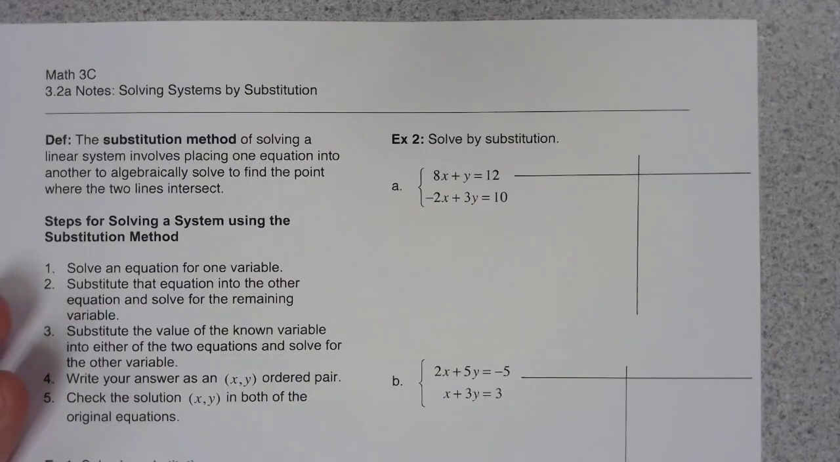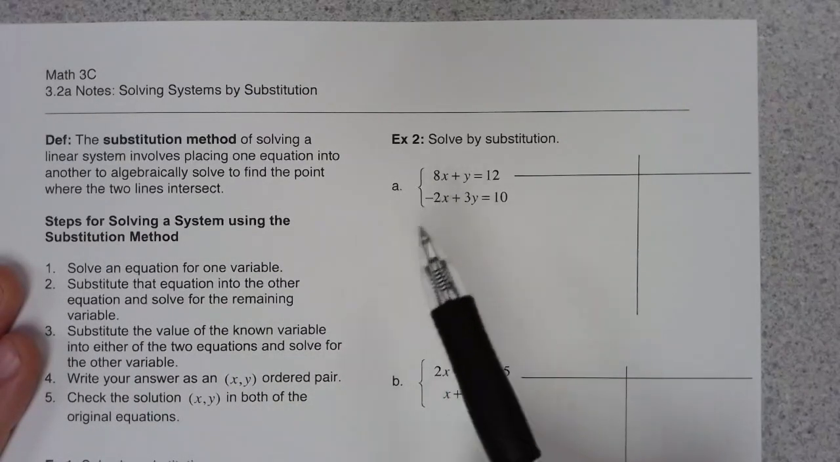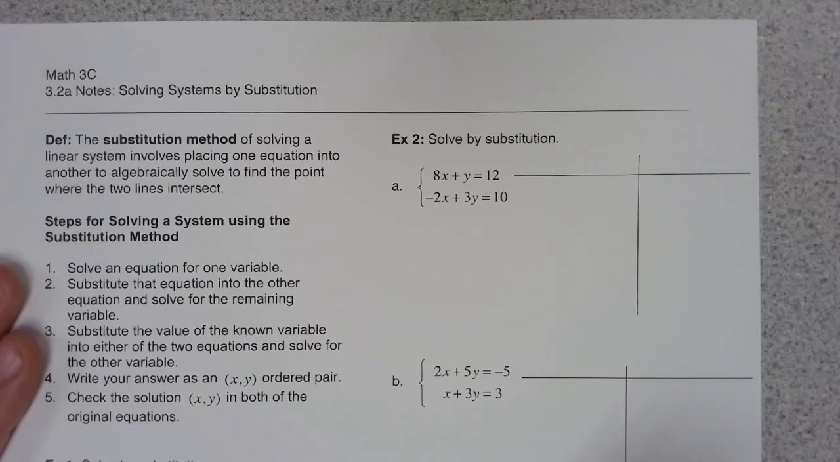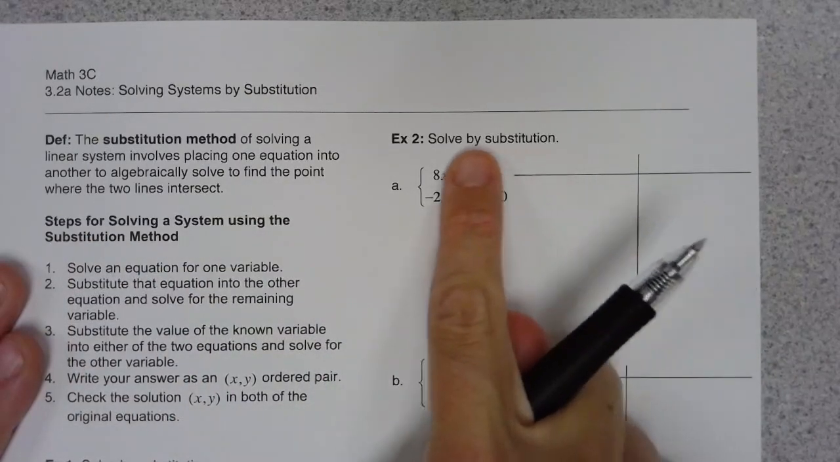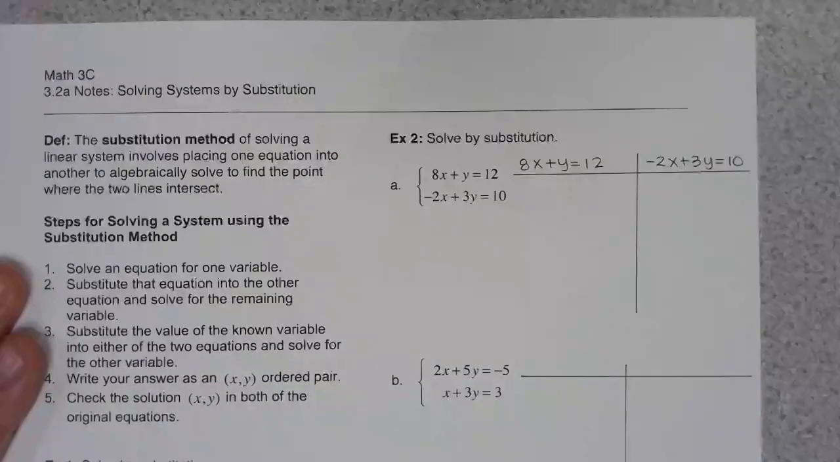Sometimes when you're solving a system by substitution, there's going to be an extra step that you have to do. And so in example 2, both of these end up having an extra step. But let's not worry about the extra step yet. It says solve by substitution, so I'll write each of these down, one on either side.